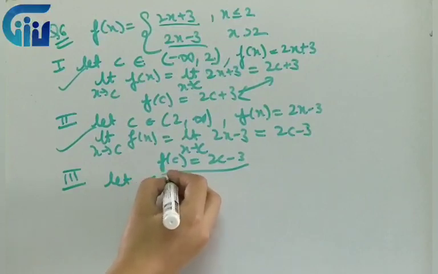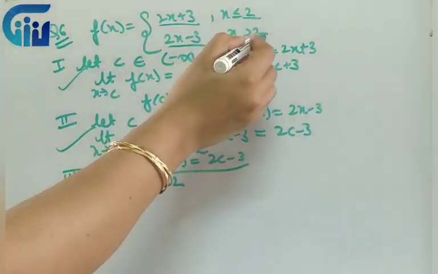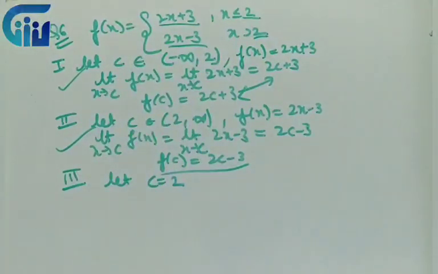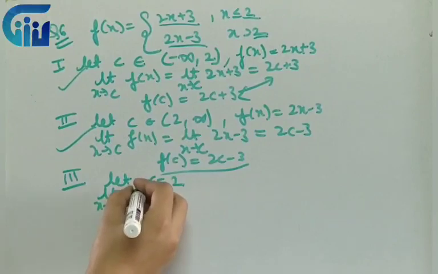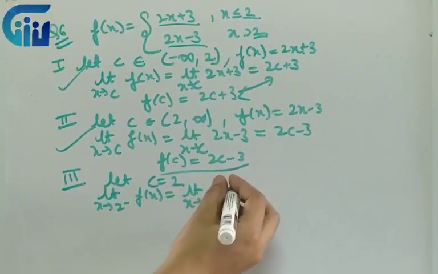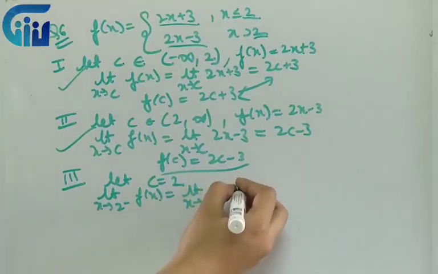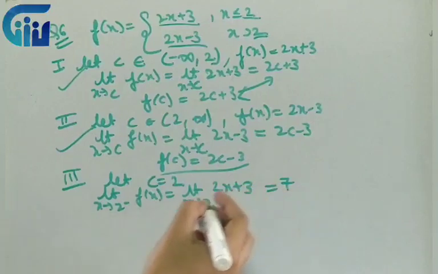So we will say let c is equal to 2. The moment we say it is equal to 2, we have left hand limit and the right hand limit into picture. So we will say limit x tending to 2 minus f(x). So if it is less than 2, what is the value of the function? It is 2x plus 3. The moment I put x as 2, so 4 plus 3 will be 7, right?